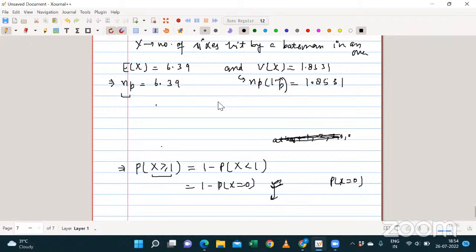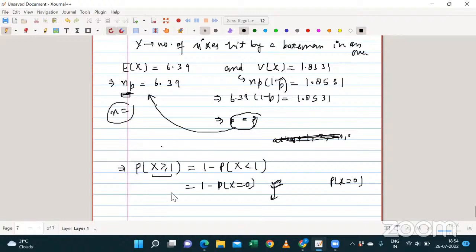Okay. So from here, you know NP. So I can put the value of NP, 1 minus P equal to 1.8531. Okay. So from here, you will get your value of P. Whatever after solving, just put the value of P here. You will get your value of N. Right now, N is equal to 8. It came for you, right?